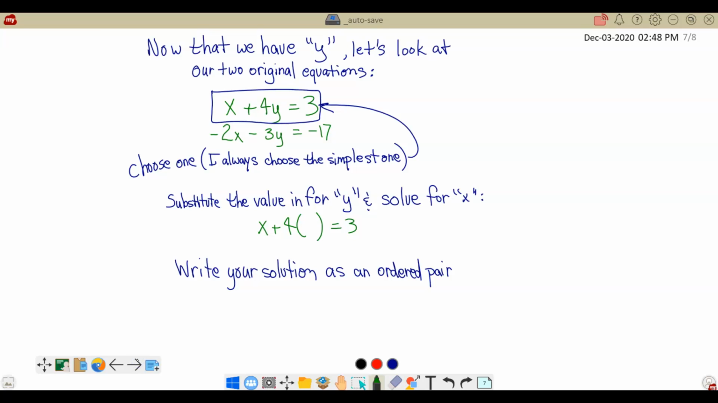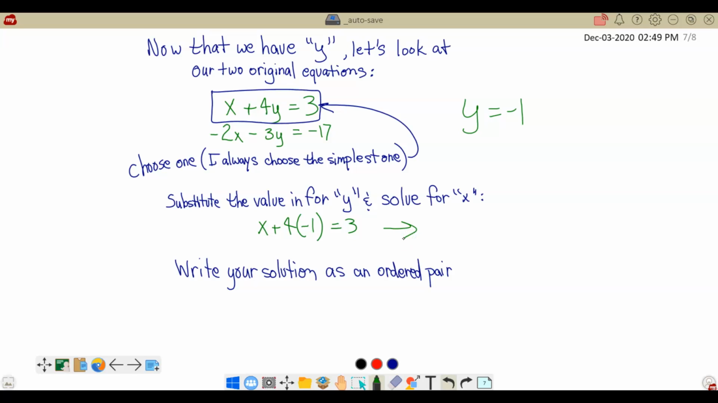Now that we have y, let's look at our two original equations again. Choose one. I always choose the simplest one, and I suggest that you do too. You substitute the value in for y and solve for x. We discovered that y equals negative 1. So in place of y in this original equation, I'm going to put negative 1. Take a look. You can see that now we have one variable. We can solve this.